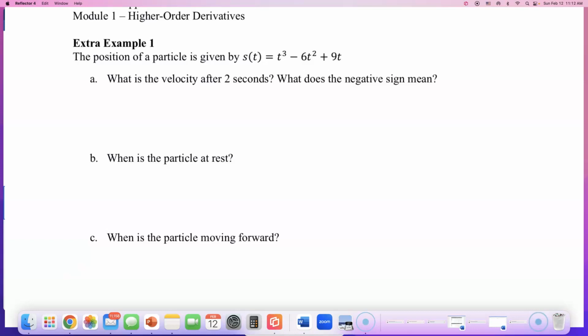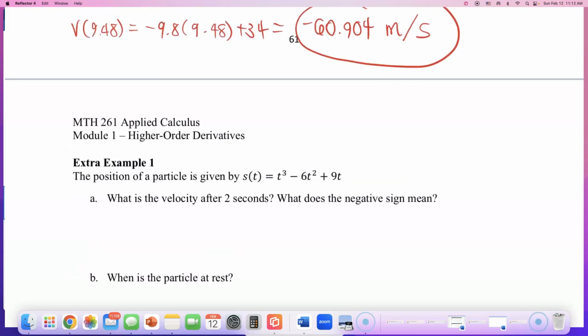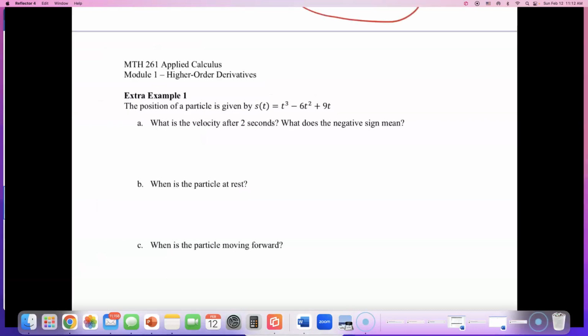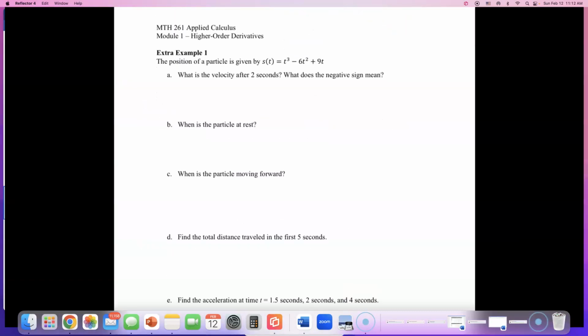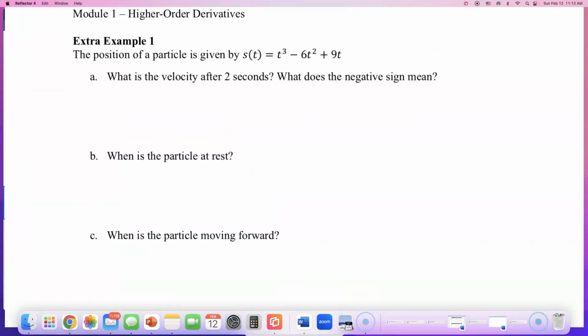I have two extra examples on page 61 and 62. The first one is pretty long, A through F. Let me go over the first three in this video and come back to the other three. We have a position function, s of t, to be this cubic function. Part A wants us to find the velocity function.